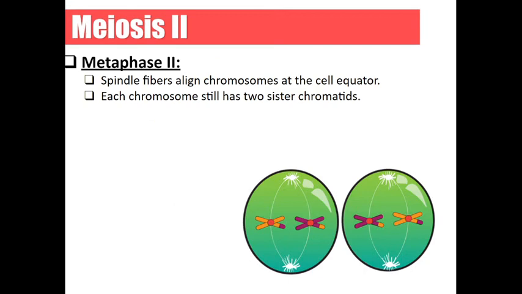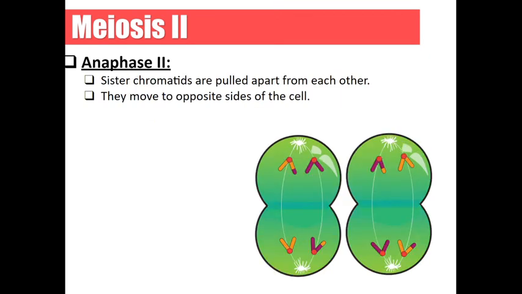So, next you have metaphase 2. So the spindle fibers are going to align chromosomes at the cell equator. So each chromosome still has two sister chromatids. So next, you're going to go into anaphase 2. So the sister chromatids are once again pulled apart from each other, and they're going to move to opposite sides of the cell.